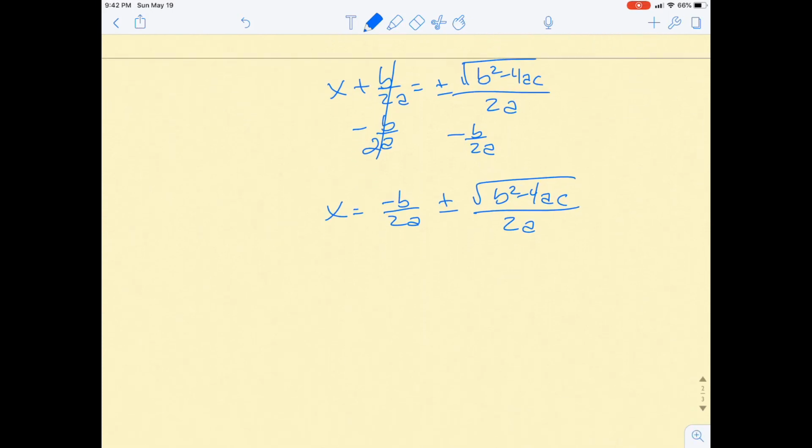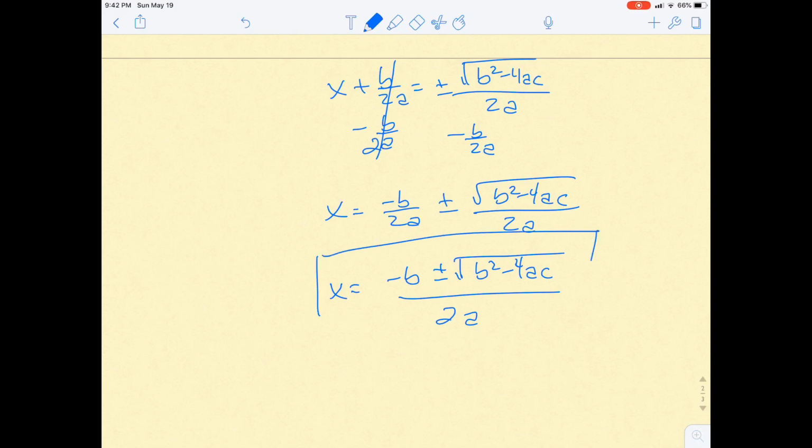I have a common denominator, so I simply combine the terms and find out that x equals negative b plus or minus the square root of b squared minus 4ac all over 2a. And this is our quadratic formula. We are done, and we have recreated mathematics history.